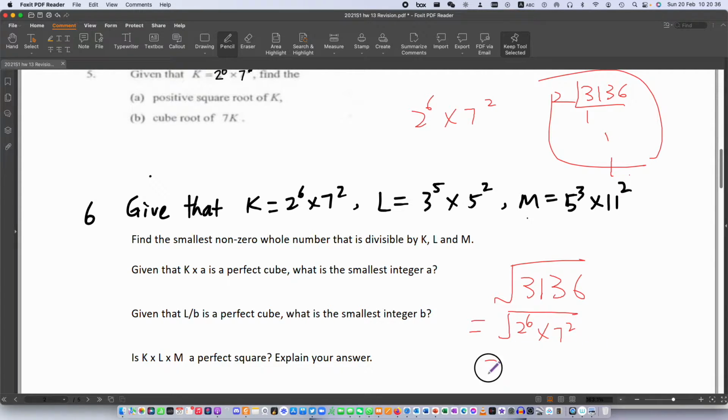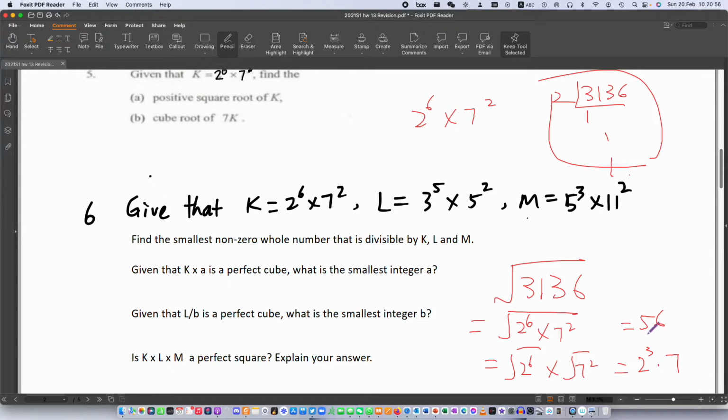Then you square root 2 to the power 6 times square root 7 to the power 2. This one you will get 2 to the power of 3, and this one you get 7. So 8 times 7 is 56. That's how you get 56.